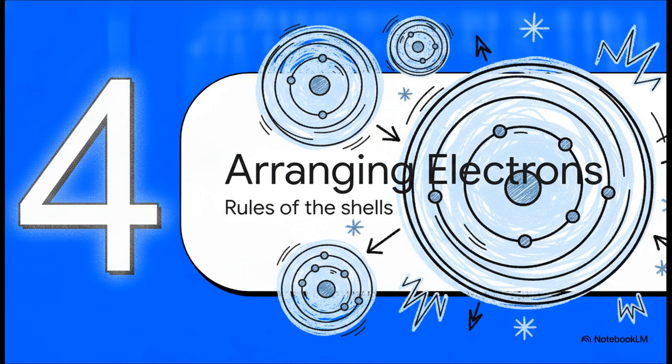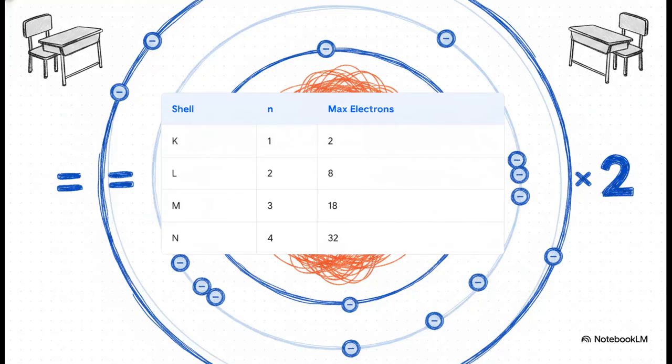So we know what's in the center. Let's head to the outside and arrange those electrons. Just like a classroom has a strict limit on how many desks you can cram in, atomic shells have a seating capacity. And your golden formula for this is the 2n squared rule. It's super simple. The K shell is the first one, so n equals 1. 2 times 1 squared is 2. Boom, K holds 2 electrons max. The L shell is number 2.